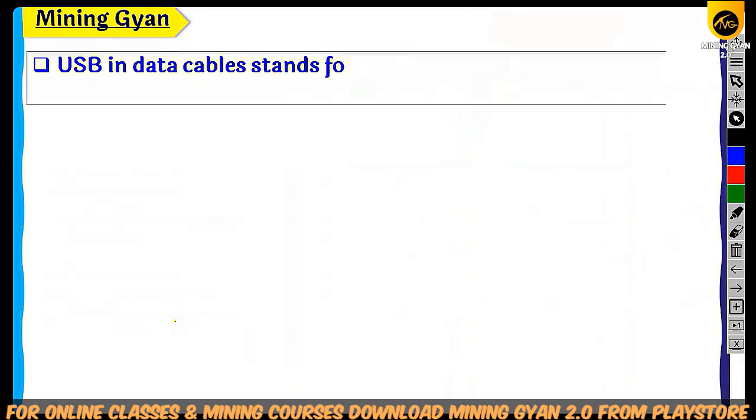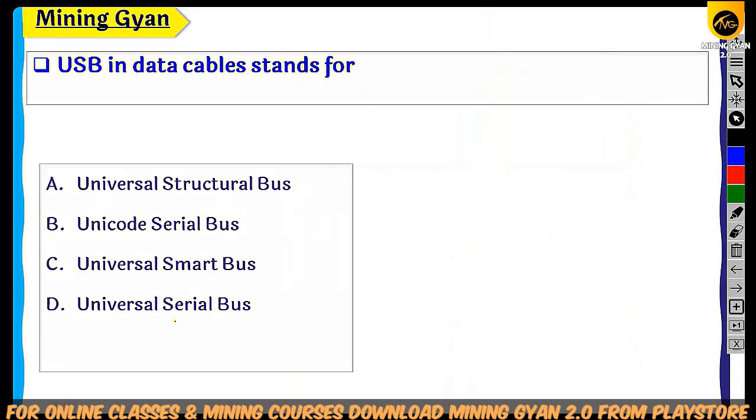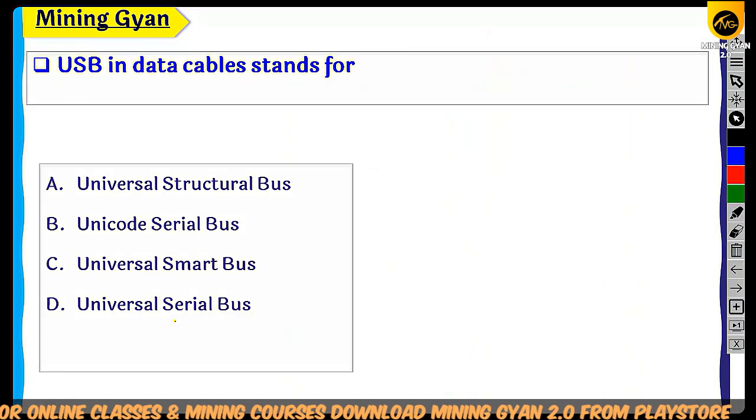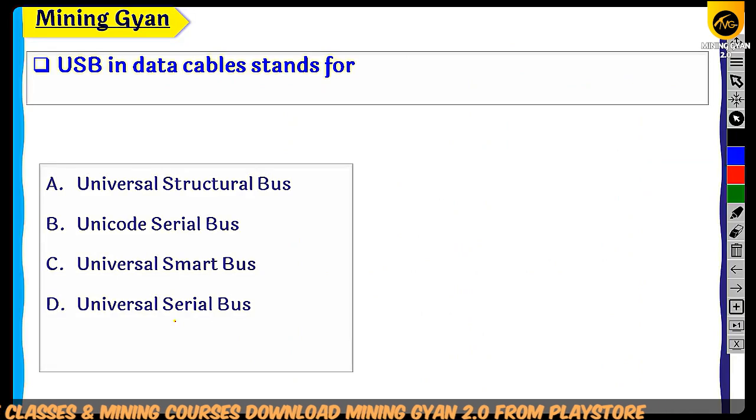category. Now the next one: USB in a data cable stands for? Basically, what is the full form of USB? The first one is universal structural bus, second is Unicode serial bus, option C is universal smart bus, or option D, universal serial bus. So what is the full form of USB?